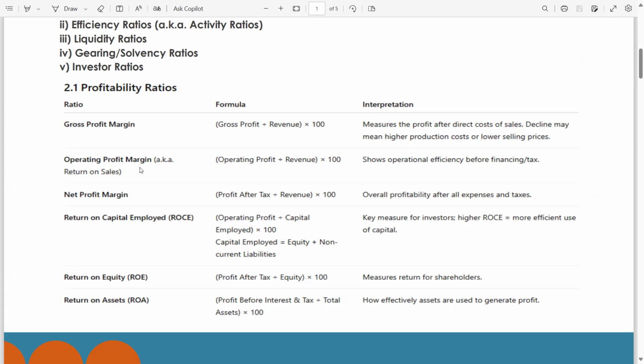Remember the new standard which replaces IAS 1, because now in IFRS 18, we took the figure of PBIT. Profit before interest and tax divided by total assets multiplied by 100 gives you the ROA ratio. How effectively assets are used to generate profit. So these are the interpretations which you should write once you get these ratios.